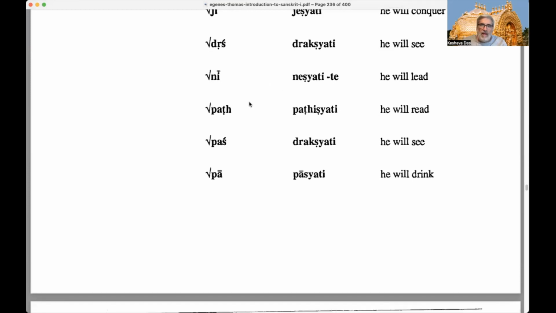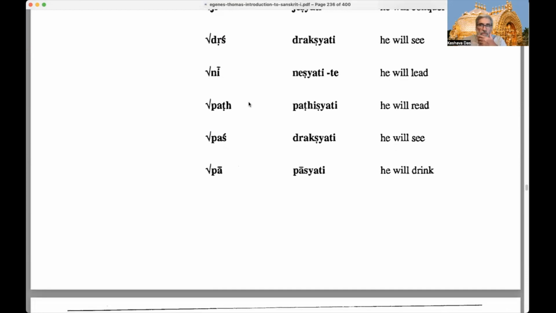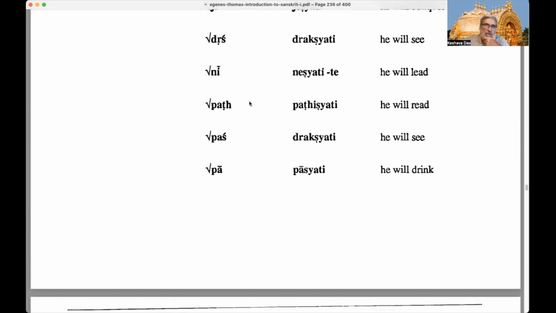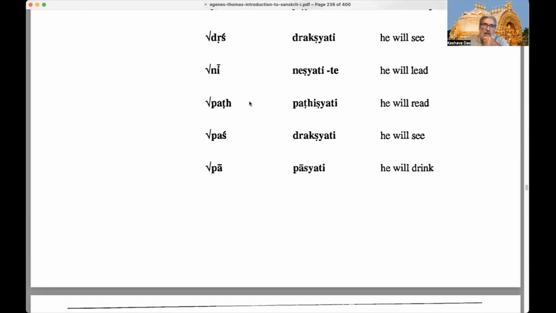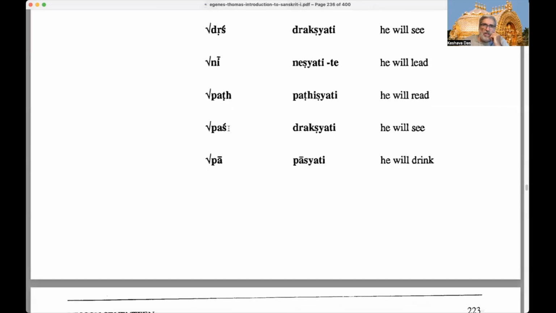So then we have pat. Pat means to read. It can mean recite also. Patishyati. Pat stays as pat, and we add ishya, and then we add the third person singular active ending. Pash, we already discussed with drish, same thing, becomes drakshati. He will see. So he will read, he will see, right?